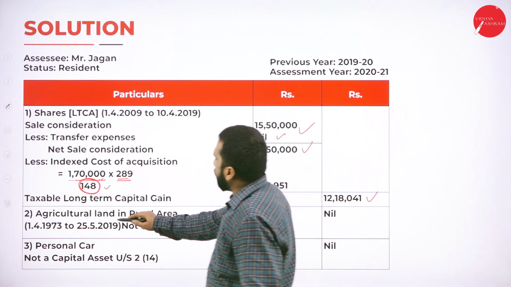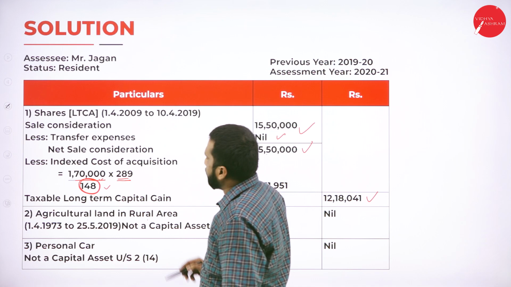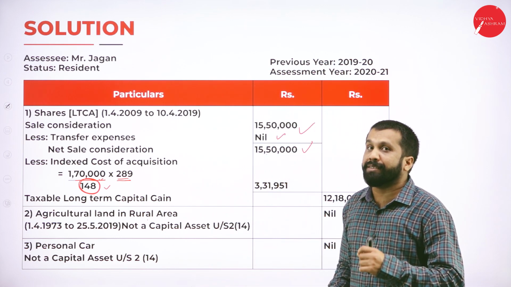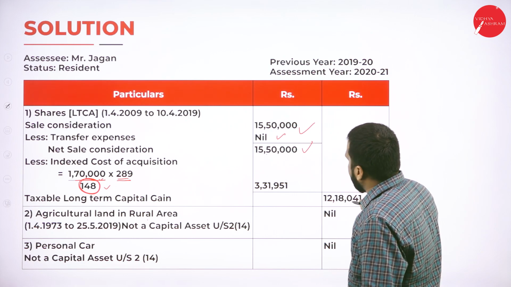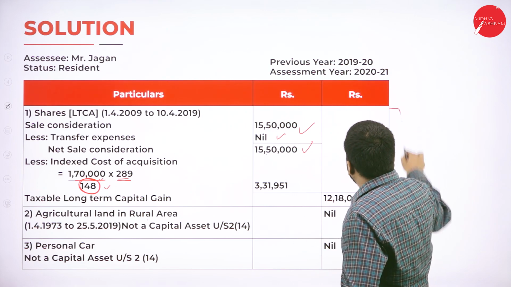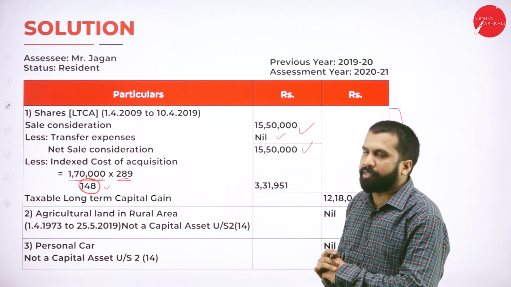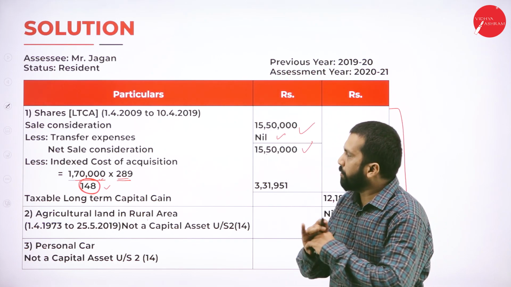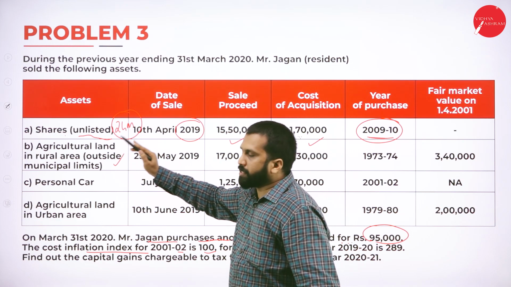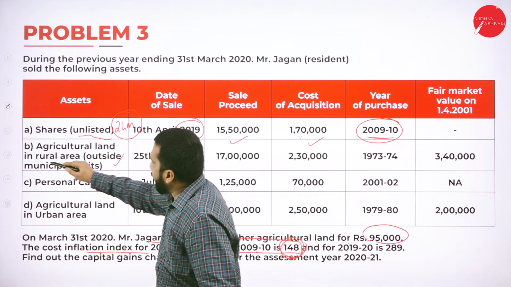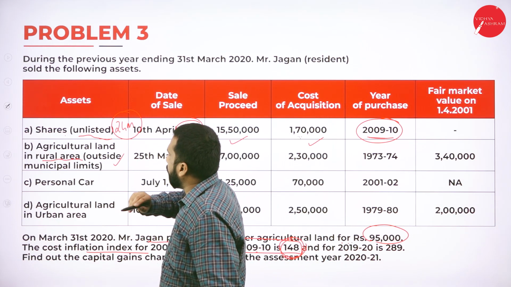Next, agriculture land in rural areas. There is one more piece of information for that. 12,18,000 is done. Up to this, any doubt? Up to this, there is no doubt. Now I'll come back to the question. First one, have you completed? Yes. Now, agriculture land in rural area.